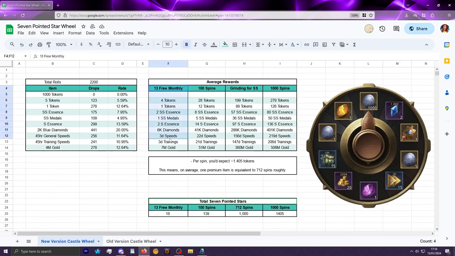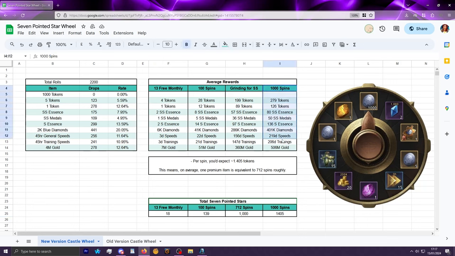If you don't spend on it, you will have 13 spins of the wheel each event. You have one free attempt each day. It lasts 3 days. That's three attempts. You'll be able to buy 3 with gold and 7 with diamonds for a total of 13. That should average out to being about 18 seven-pointed stars a month.